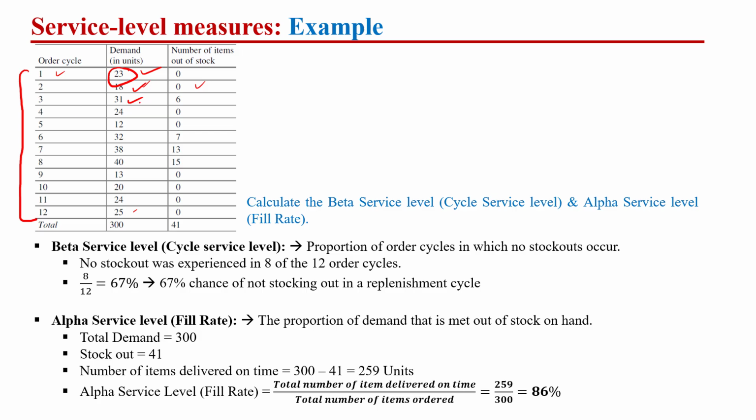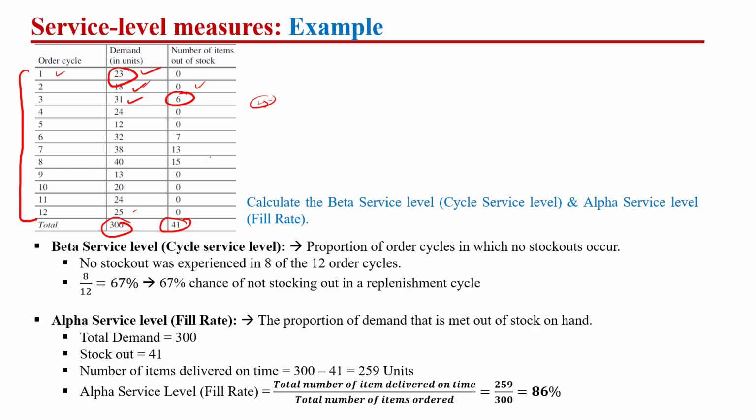But in the third part, it is indicating that the demand is 31, but we were able to meet only 25 units, so 6 are left. So that means this is the first stockout, and the number of units stocked out is 6, and so on up to 12, right? So the total demand against these 12 order cycles was 300 and 41 units were the stockouts.